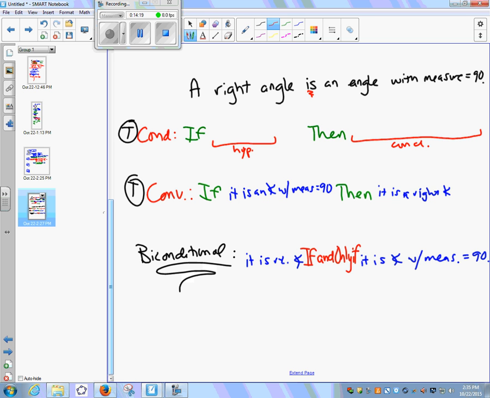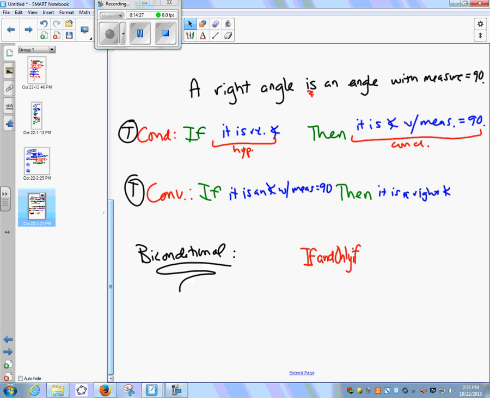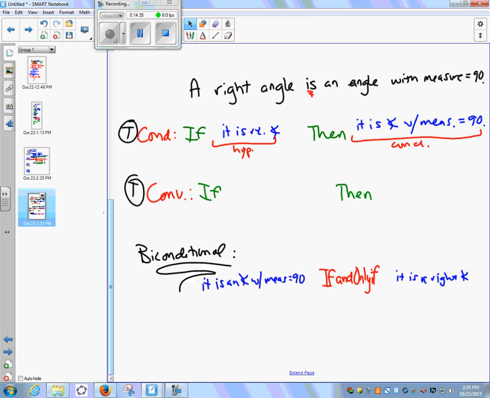So the question was, does it matter which comes first? And it actually doesn't. I could have used this first. It is an angle with measure equal to 90 if and only if it is a right angle. That works too. Okay? Since it's reversible, since it can go both ways, it doesn't really matter which hypothesis or which conclusion comes first. That make sense?